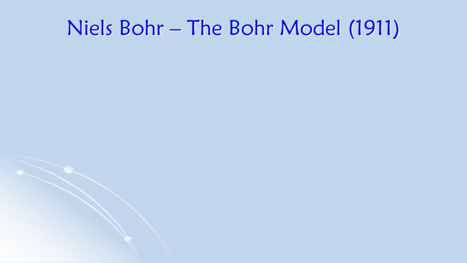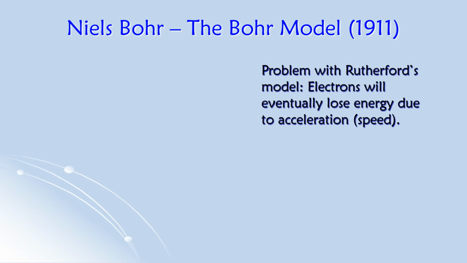Now, the next scientist in line was Niels Bohr. And he said that the problem with Rutherford's model was that when electrons move around the nucleus at a very high speed, they start losing their energy. And when they lose energy, there will be a time when those electrons would have just collided with the nucleus and the atom would have been gone.